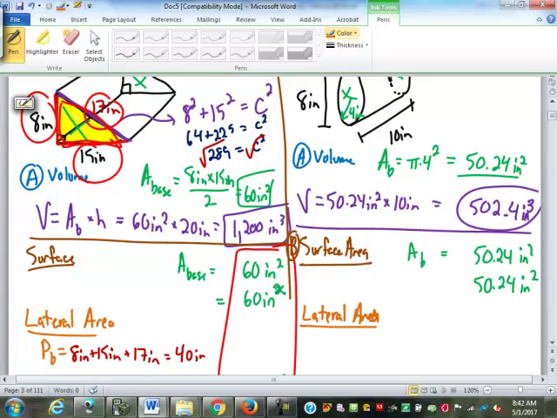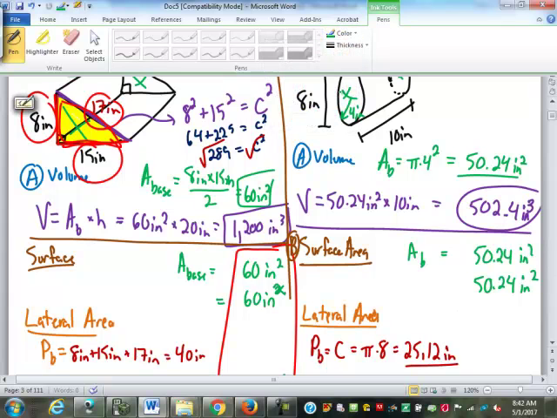For the lateral area, again, I need to know the perimeter of the base. Since the base is a circle, that becomes the circumference of a circle, which is just going to be pi times that diameter of 8 inches, which would be 25.12 inches.